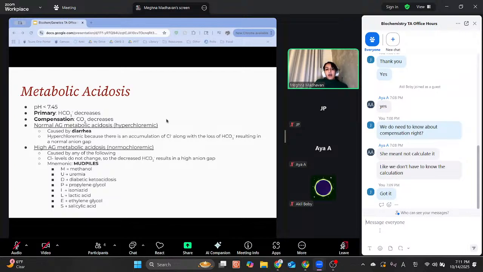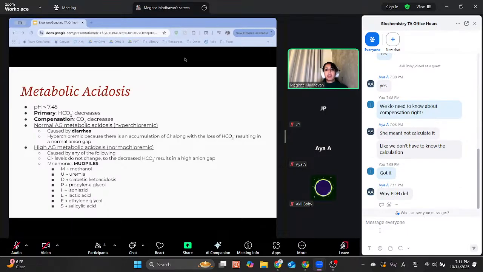Whereas with high anion gap, you're only changing your bicarb, so you're not affecting the chlorides, so you end up with a high anion gap. Tying this into other parts of the course, if you see lactic acidosis and somebody with a PDH deficiency, or if you see an explanation in a question of somebody with a PDH deficiency, then that means they have lactic acidosis as one of their presenting factors. So I'm trying to bring other parts of the course together, hope that helps.